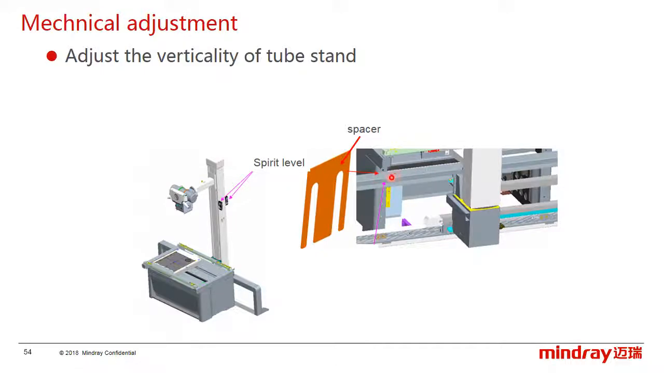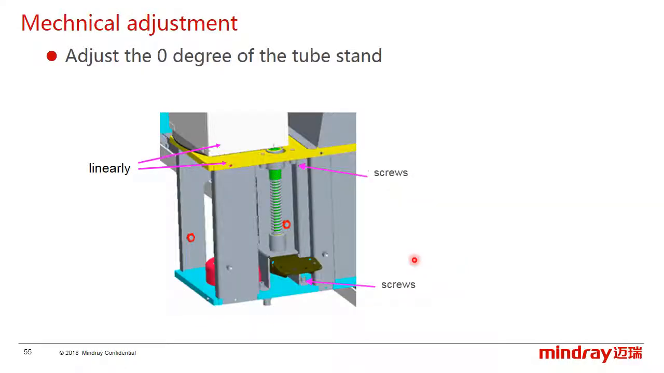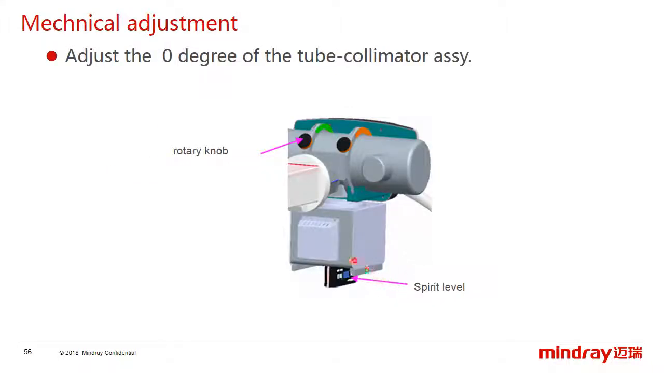But actually, this adjustment has been performed in the factory, so the local engineer just does the double check, and this spacer is also not configured. Furthermore, adjust the 0 degree of the tube stand. Loosen 4 screws under the tube stand here, then adjust the stand and make it linear with the stand base, and then tighten them.